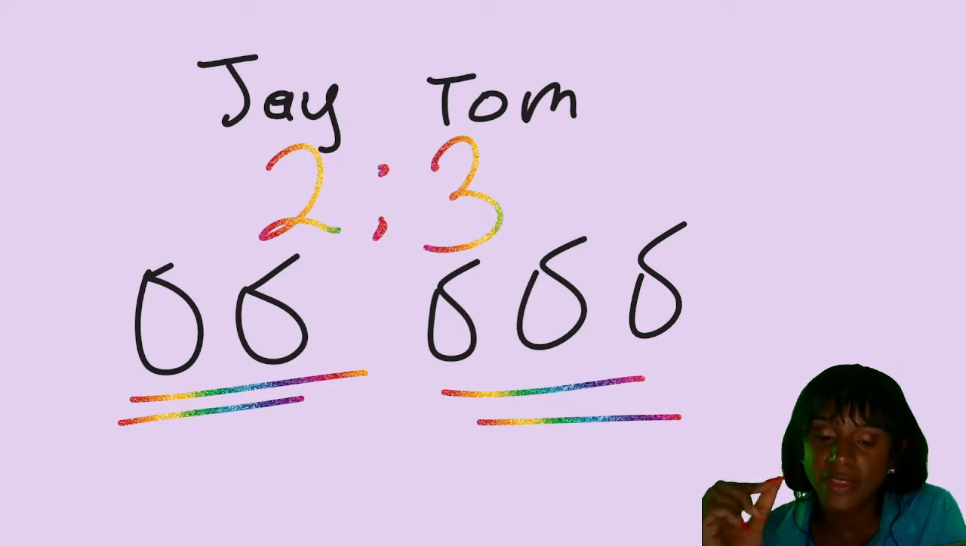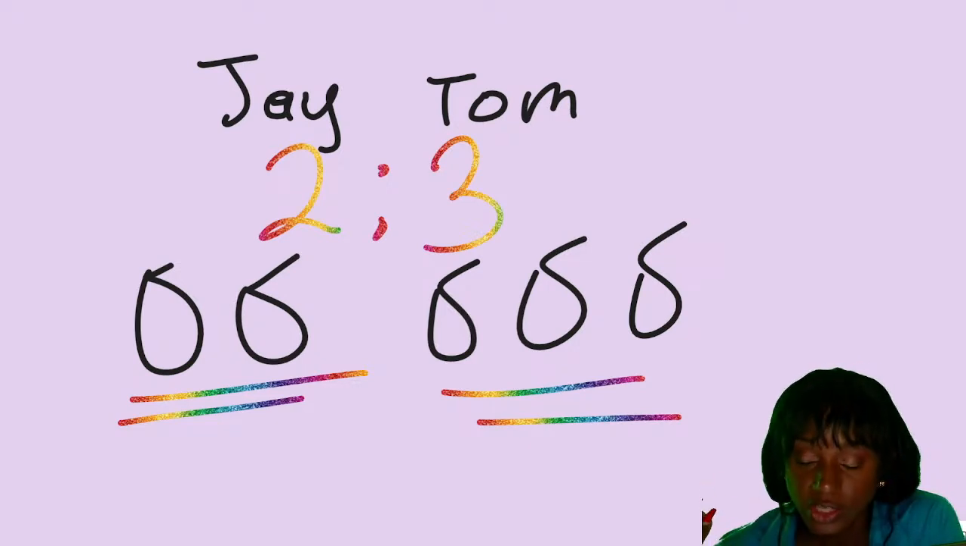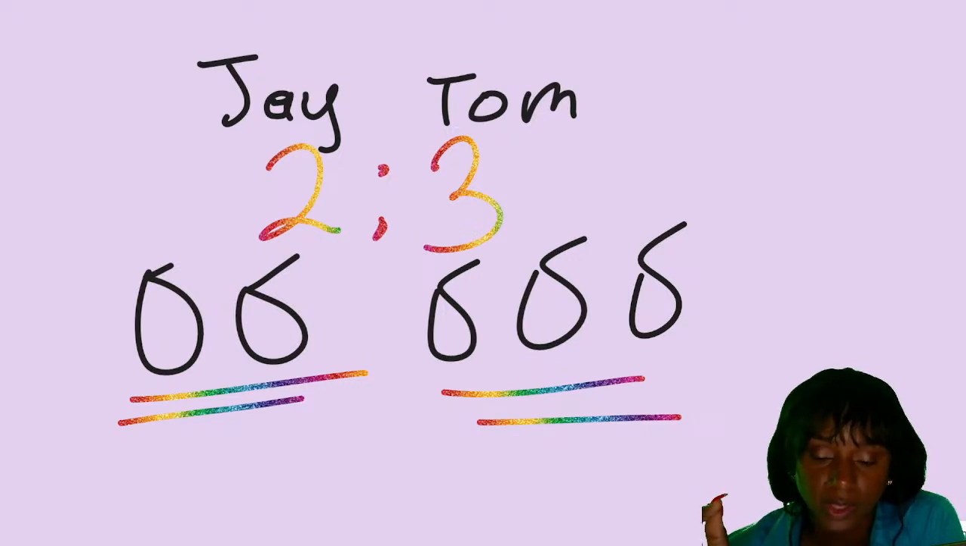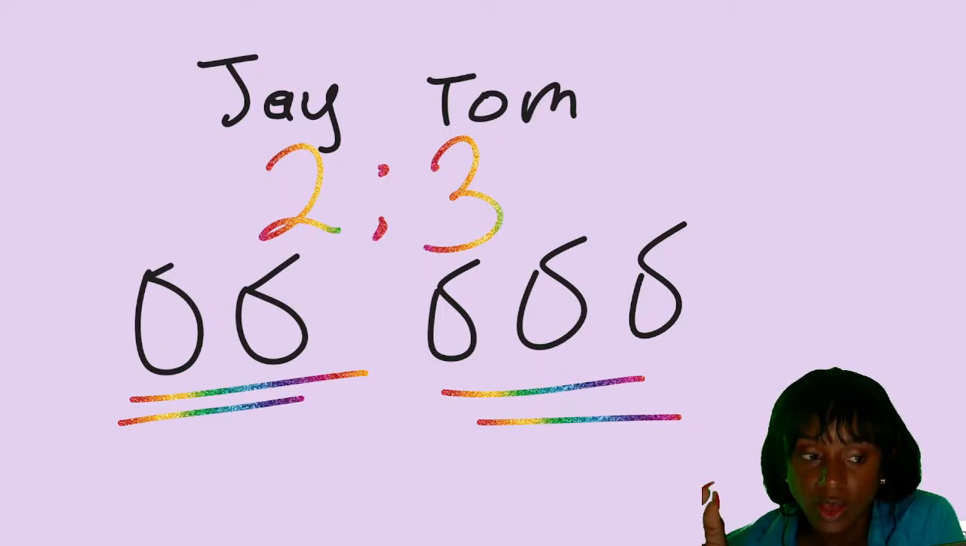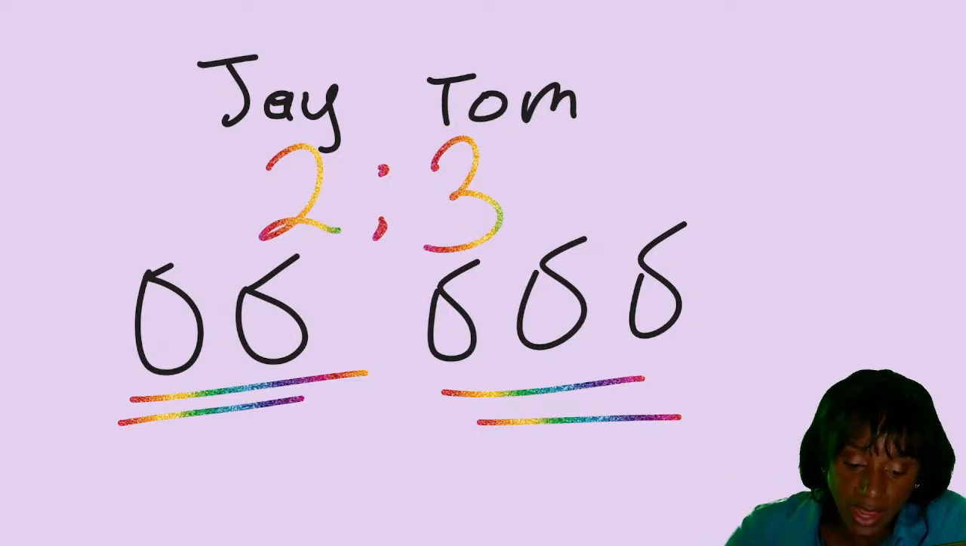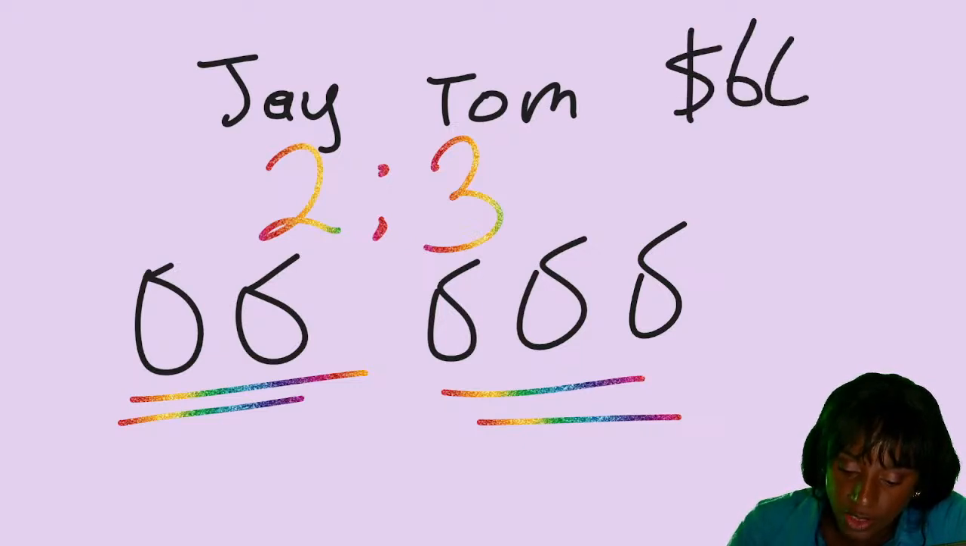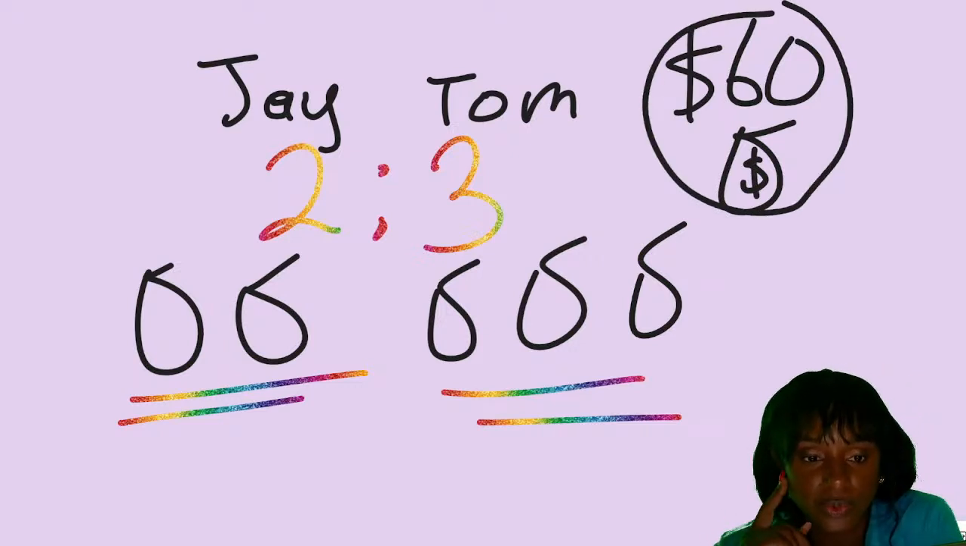Okay, so you see, whenever they give you the value, the money, you need to first find out how many portions that represents. Because the question said that Jay received $60 less than Tom, you then needed to look at how many shares less Jay received. So it means that the $60 represents 1 share. Okay? The $60 represents 1 share.